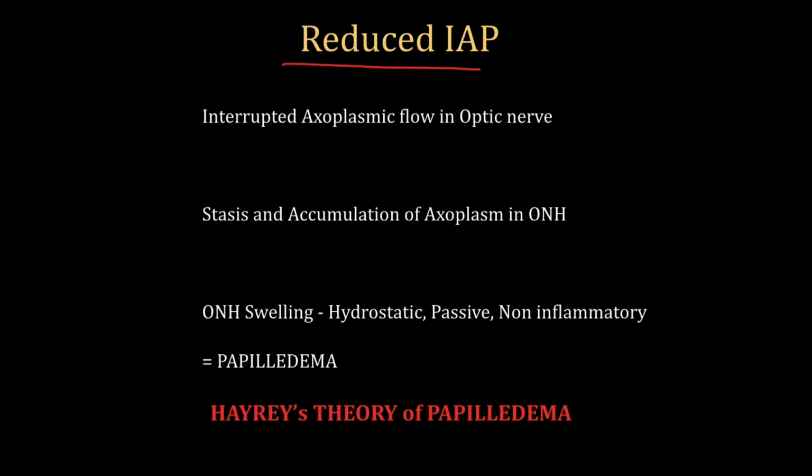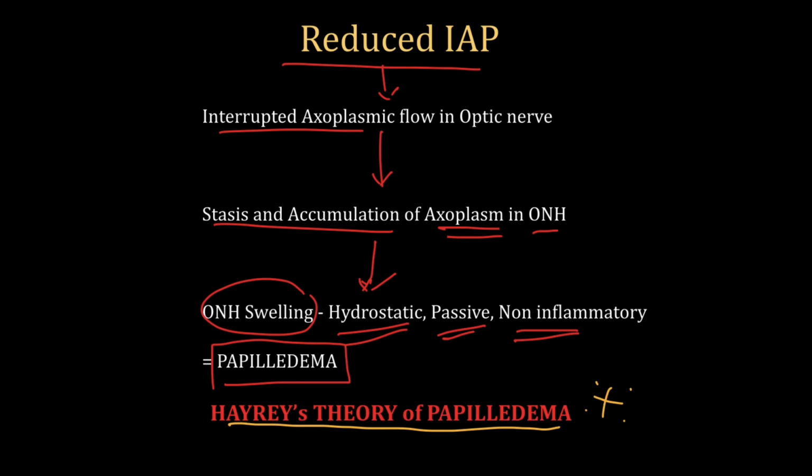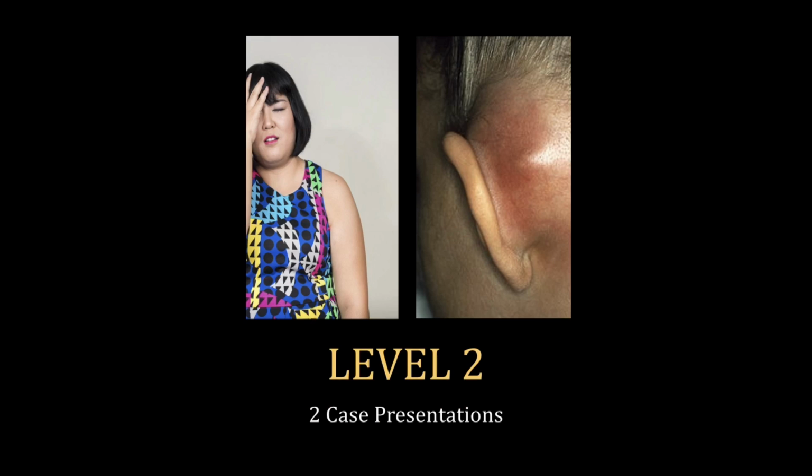So when there is a reduction in the intra-axonal pressure, the flow of axoplasm is interrupted, which then causes accumulation and stasis of the axoplasm in the optic nerve head. So as the axoplasm gets stased or accumulated, the optic nerve gets swollen. Now this is essentially a hydrostatic, passive, non-inflammatory swelling, and we give the swelling the name papilledema. And this is what Hayreh told us. So it's called Hayreh's theory of papilledema. I hope it's very clear till now.